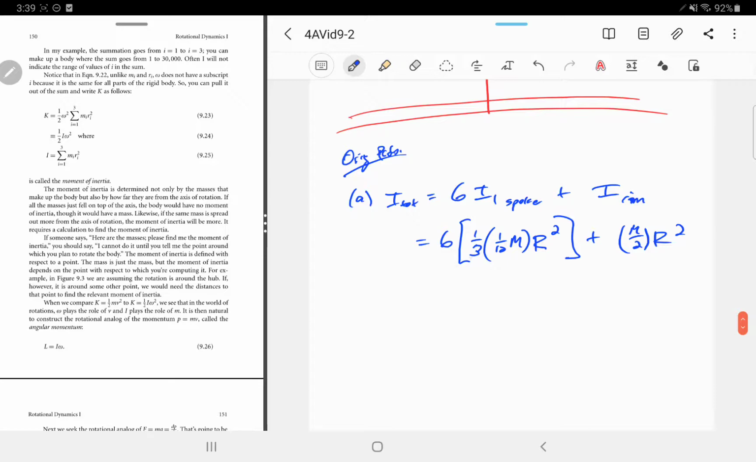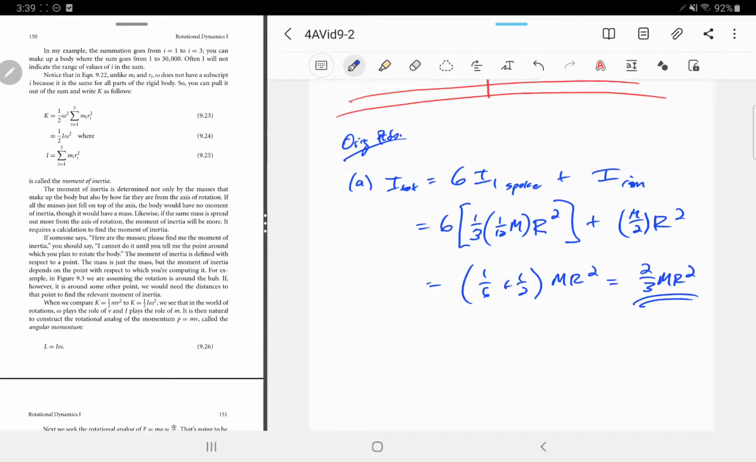Okay, so it looks like 6/3 is 2, 2/12 is 1/6. So this is 1/6 plus 1/2 mr squared. Looks like this is 2/3 mr squared. Okay, so that's the moment of inertia of our bike wheel.